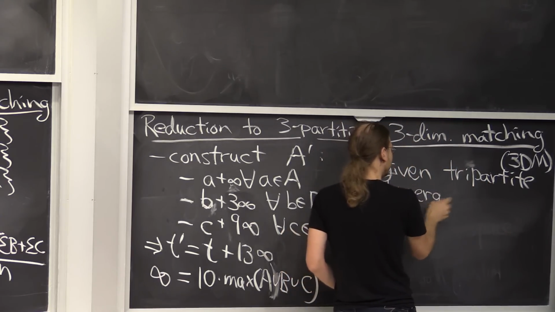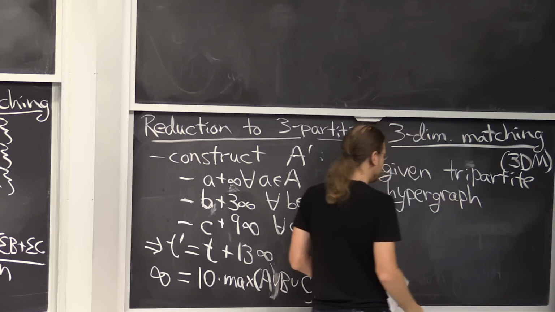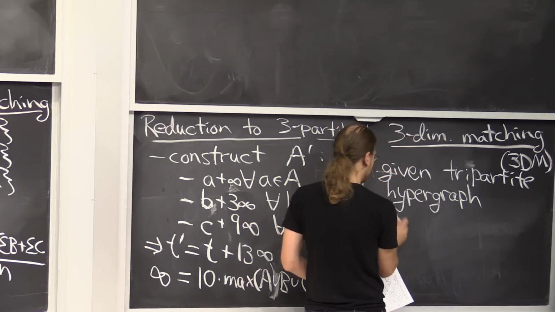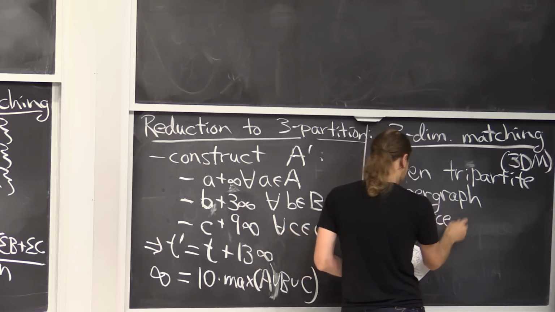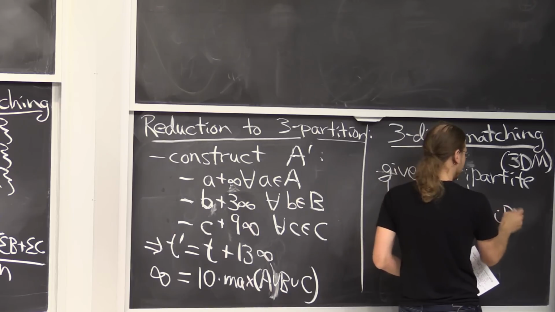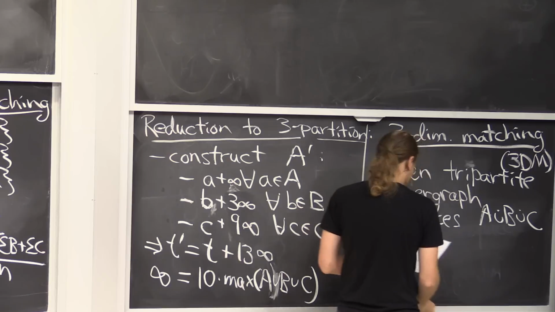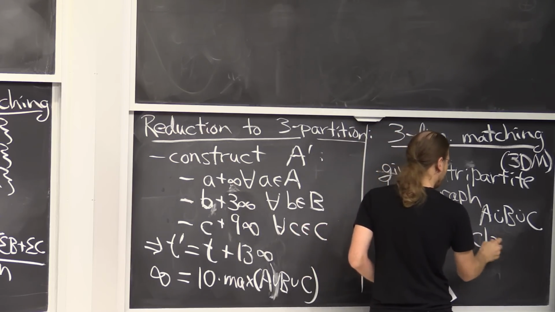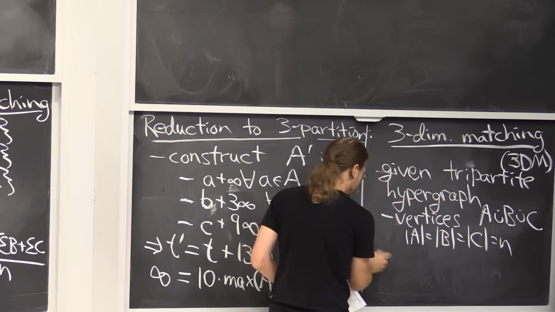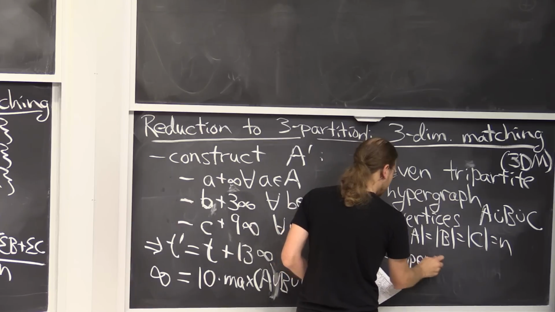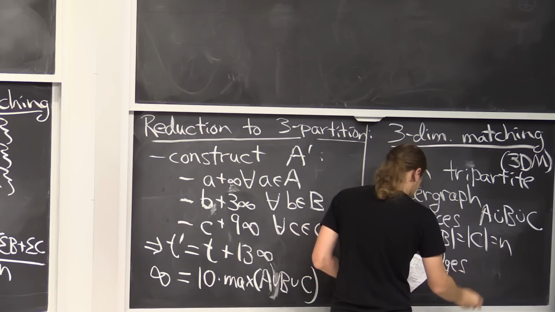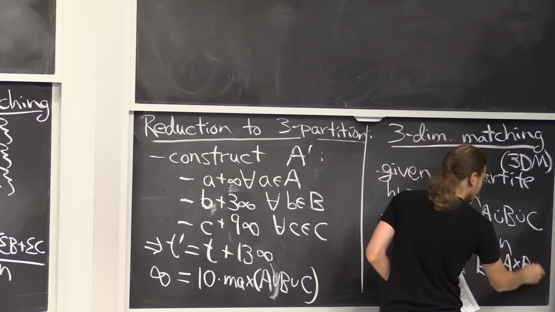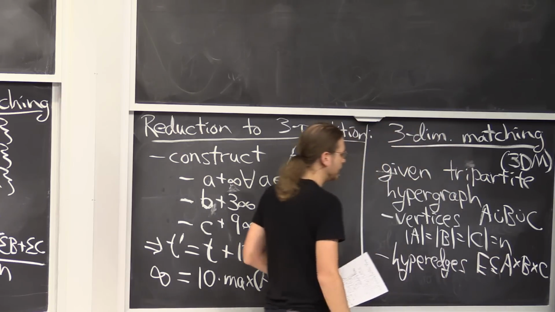You may not have seen hypergraphs before. They're just like graphs, but edges can have more than 2 endpoints. In this case, they will have exactly 3. So let's say the vertices are A disjoint union B disjoint union C, and let's say they all have size n, and the hyperedges E. Okay, so maybe it's worth drawing a picture.